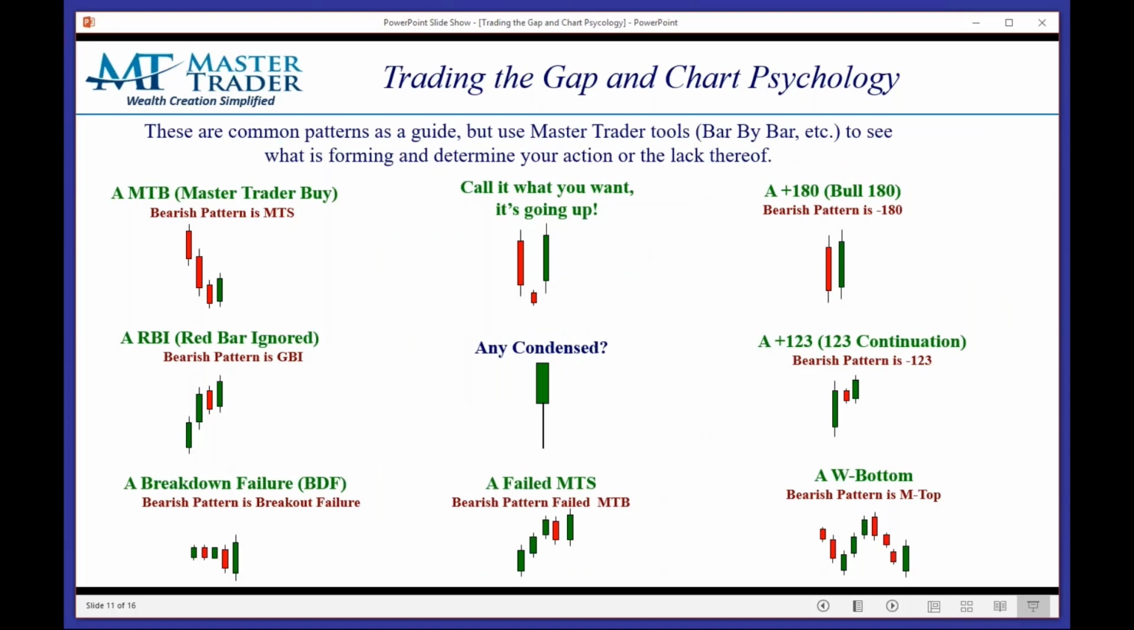Now I look for patterns, primarily on the 5-minute chart. If it's a 7-point gap, I'll look at a 2-minute chart. But these are the patterns that we're looking for. Typical buy setup, a red bar ignored, meaning it attempted to go down, but I'm thinking long, so that red bar should be ignored. Shock type of pattern, breakdown failure, a failed buy setup or sell setup, condensed. If you put these things together, it could look like one candle.